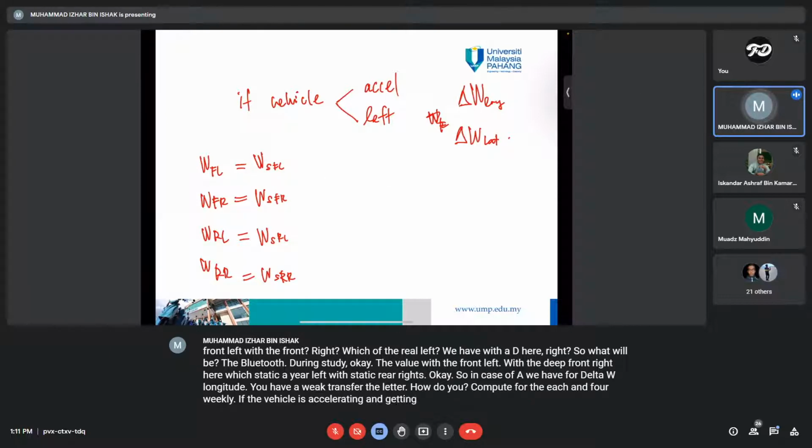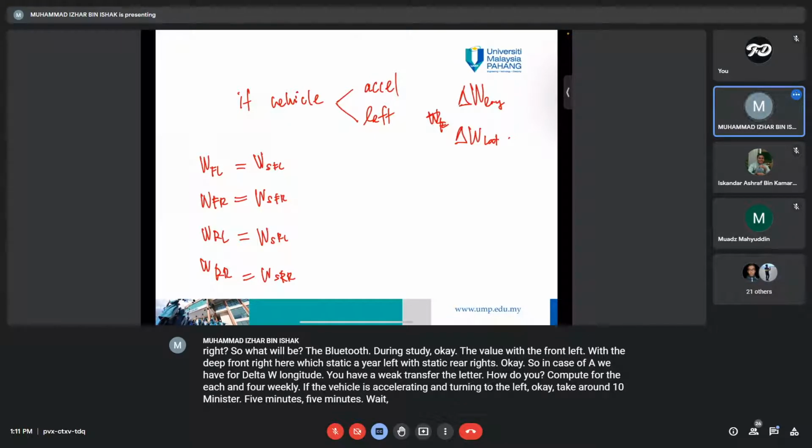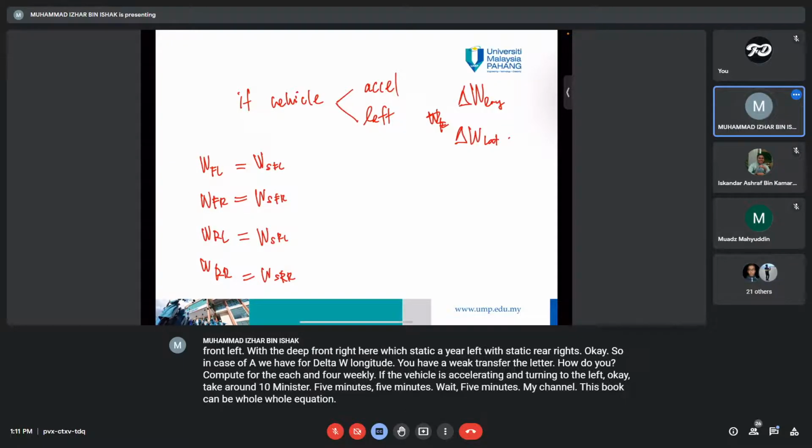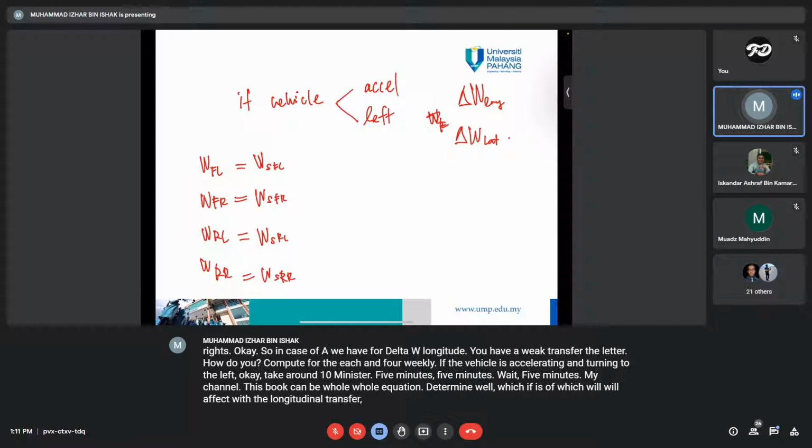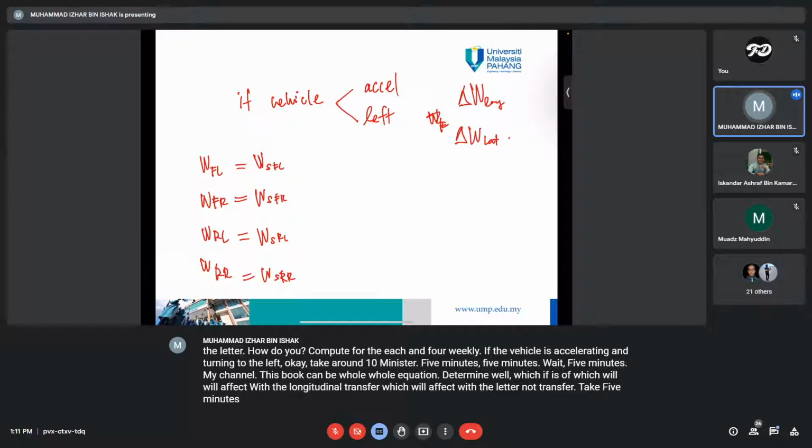Okay, take around 5 minutes. Not the whole equation, just determine which wheel is affected by the longitudinal load transfer and which wheel is affected by the lateral load transfer. Take 5 minutes.